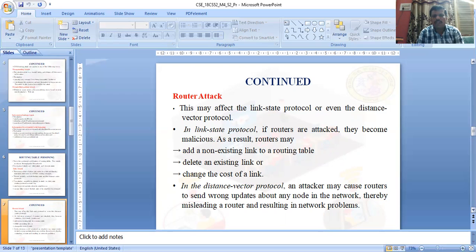In the distance vector protocol also, an attacker may cause a router to send wrong updates about any node in the network, thereby misleading the routers and resulting in network problems. So definitely wrong updates will be sent about any node in the network. Suppose from one node to another node, the shortest distance has to be followed, and which node has to be selected is again a problem because a wrong update is sent to the neighboring routers.